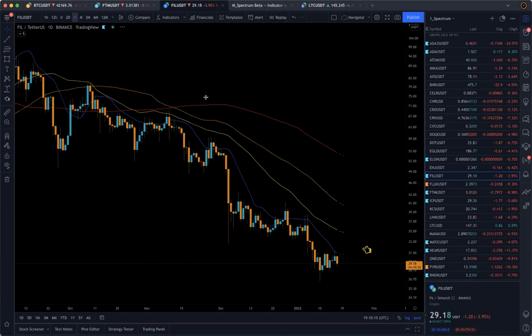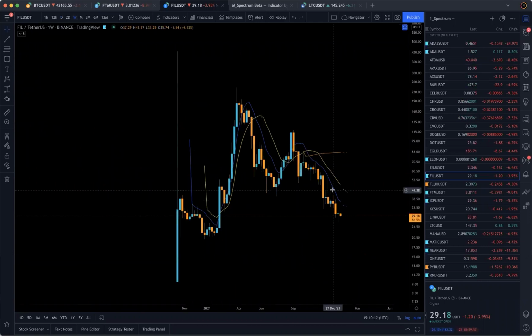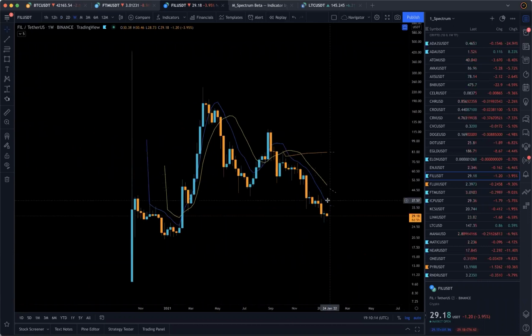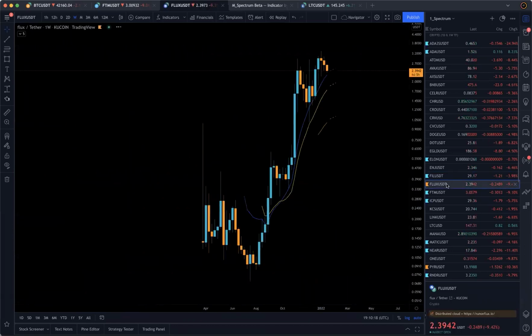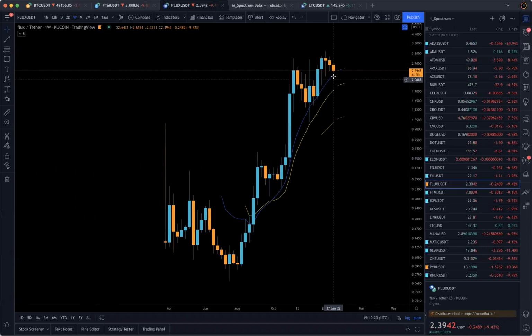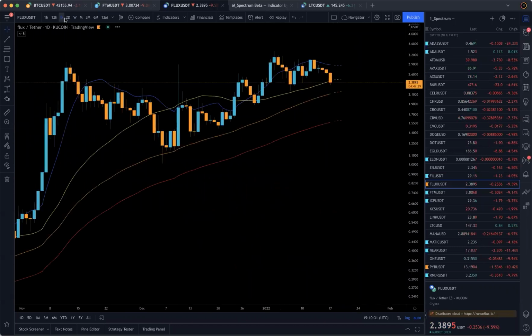You can see what is in the weekly. Weekly is not going to be different. It's below blue. Flux touched the blue. Touching blue is fine. Even touching yellow is not a problem. But yeah, this is a significant level. Touching blue is not a problem.